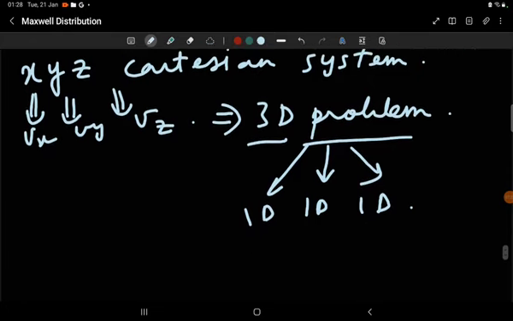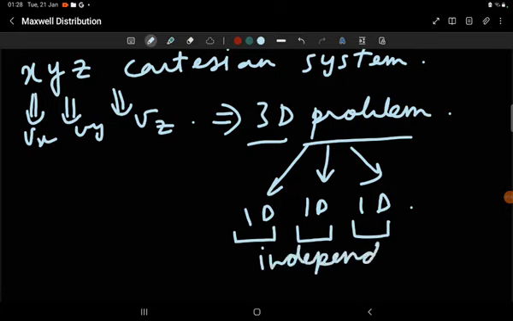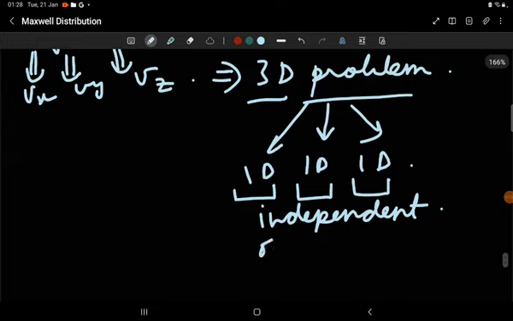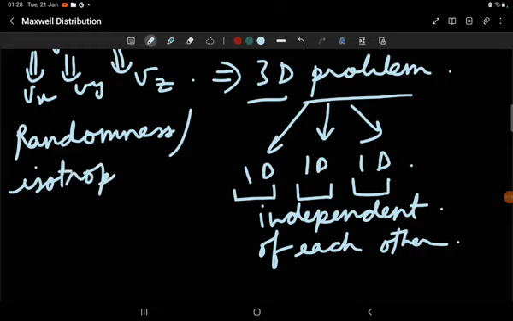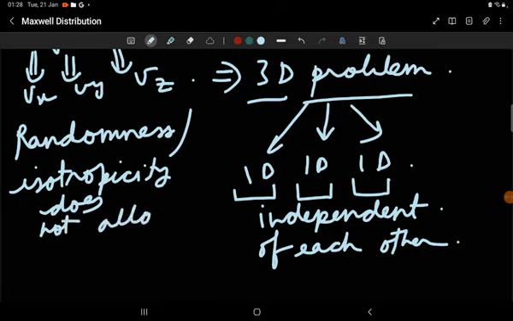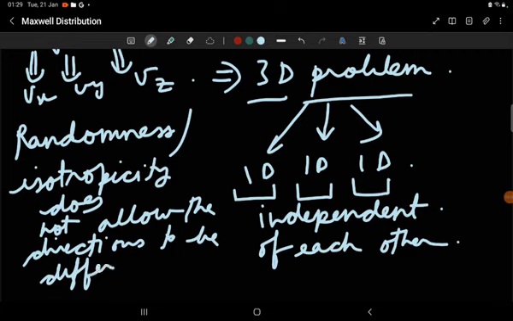We will see how our job becomes easier because of our assumptions, and we say that all these three directions are independent of each other. These three directions are indeed independent of each other. But remember that the randomness or isotropicity does not allow the directions to be different from each other, and this is actually the important point.